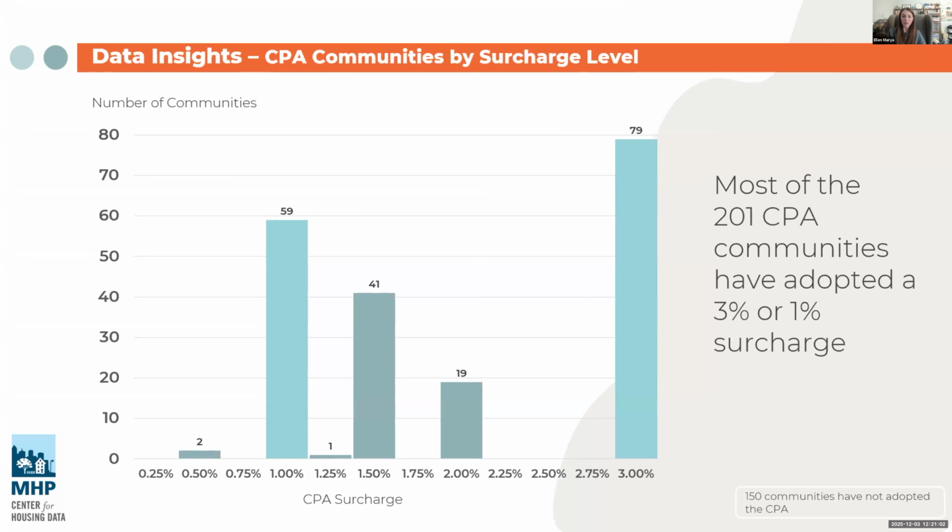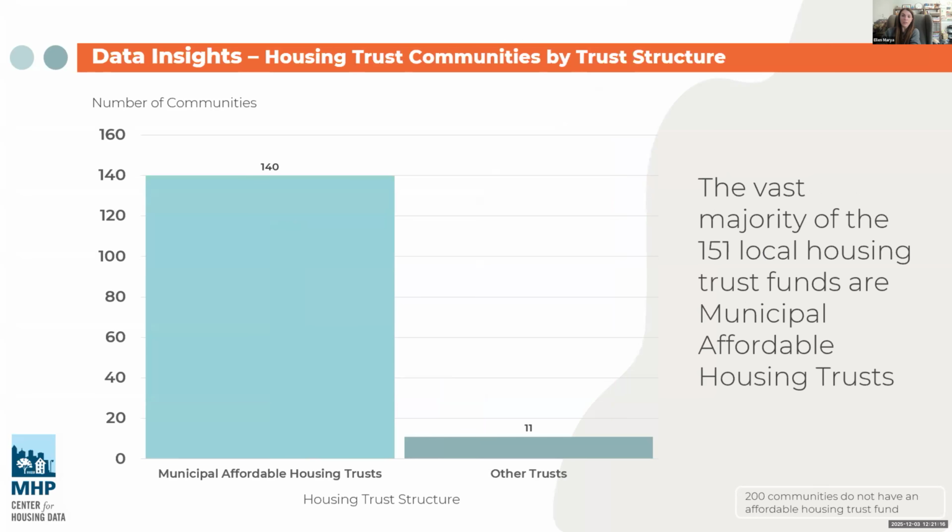I'm curious about the community that chose that as their level. But you can see there's a real clustering around the 1% and 3% surcharge levels among communities that have adopted. We can see on the trust side, as we said, that the vast majority of, by our count, 151 local trust funds are those municipal affordable housing trusts, established through that MGL chapter, and a smaller number in that other trust category that have a little bit of a different establishing structure.